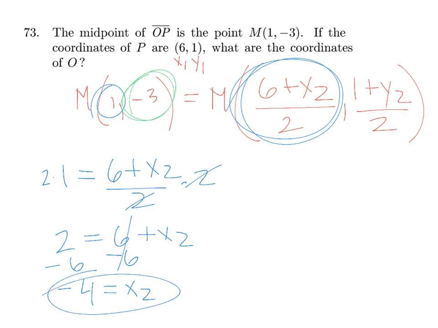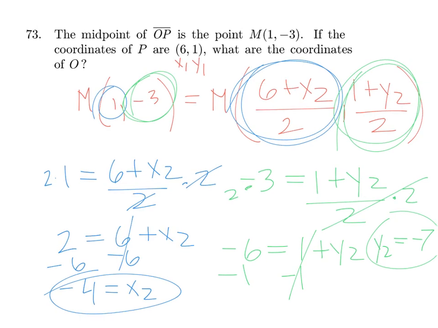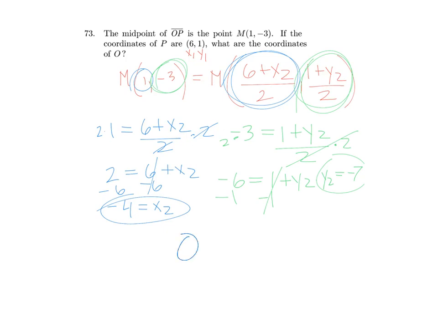Then I have -3 is equal to 1 plus y sub 2 over 2. Okay, so then I have multiply by 2 on both sides. Those cancel out. I get -6 is equal to 1 plus y sub 2. Subtract 1, and I get y sub 2 is equal to -7. Alrighty. So my point O is -4, -7. Done.